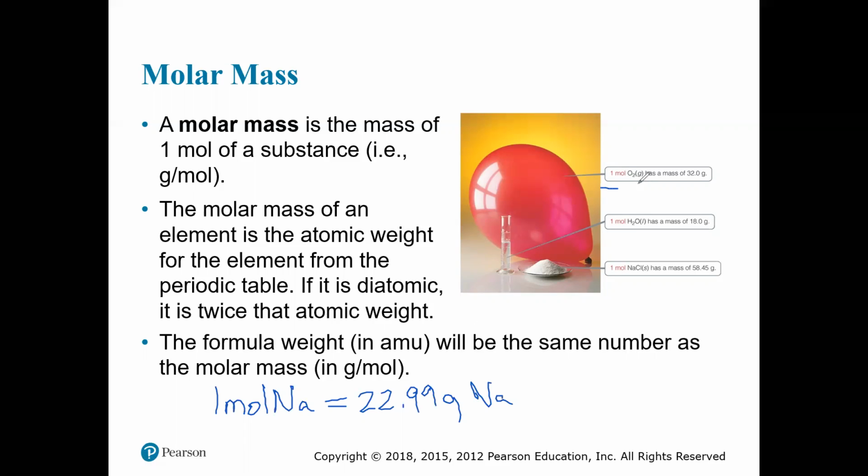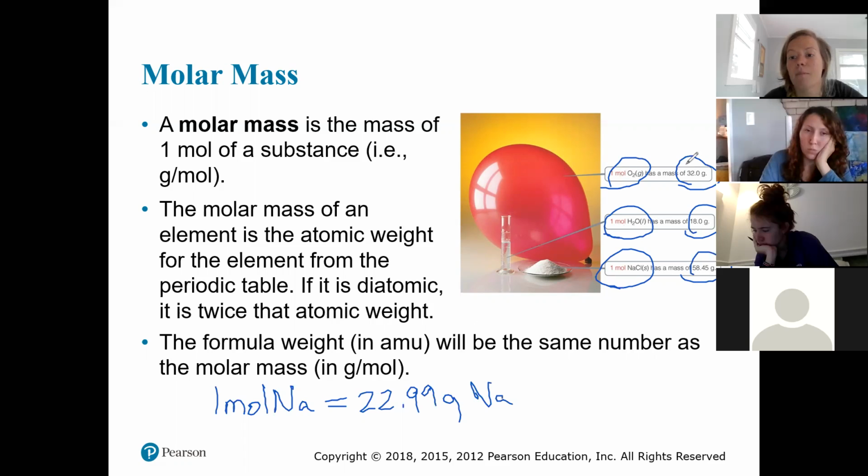A mole of something is like an everyday amount. Here we can see a mole of O2 is about what would fill a balloon, and it's 32.0 grams. A mole of water has a mass of 18 grams, and a mole of NaCl has a mass of 58.45 grams. Where are these numbers coming from? Do you have to have the molar masses memorized? No, molar mass is the same thing as your formula weight or your atomic weight from the periodic chart. So these numbers that you've been using to calculate formula weight are the same thing as its molar mass.